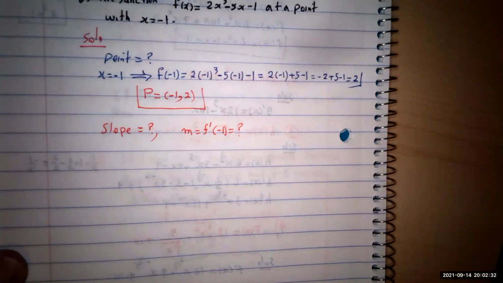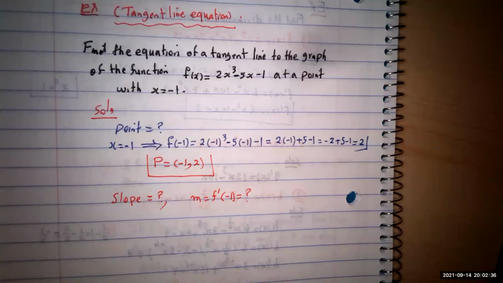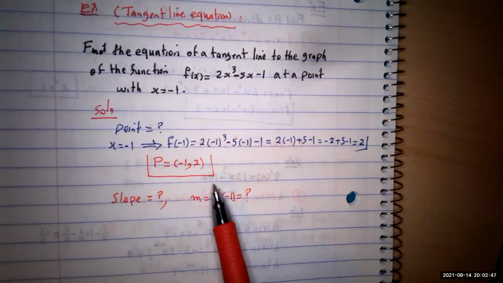Okay, now how are we going to find it? We find f prime of x first by the formulas that we have, then we replace the x by negative 1. So you plug the negative 1 into the function first to get your point, negative 1 and 2. Then you go back, you repeat it again, but this time into the derivative of the function. That gives you the slope of a tangent line.